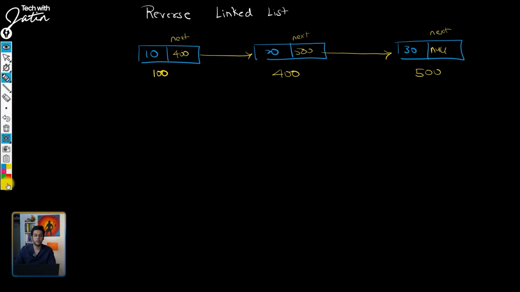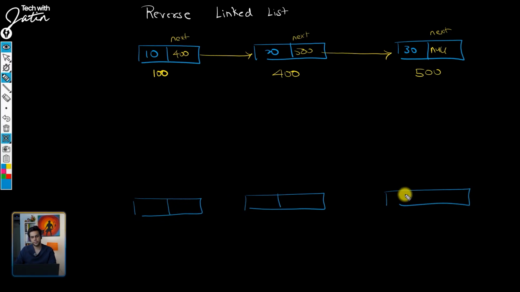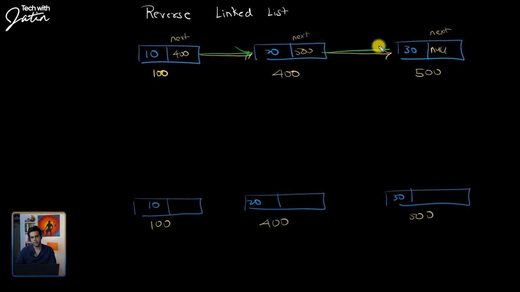Now, when we say that we have to reverse a linked list, understand something. Meaning what we need to do is reverse these links which are there. Over here, these are the three nodes. This is 10, 20, 30. Addresses were 100, 400 and 500. You see, the links are basically pointing like this. We have to reverse the links, meaning 30 needs to point to this particular 20 node.